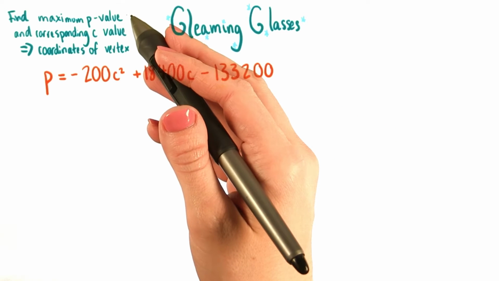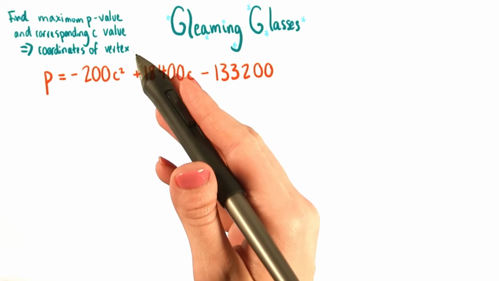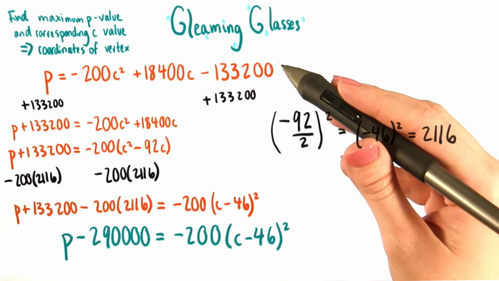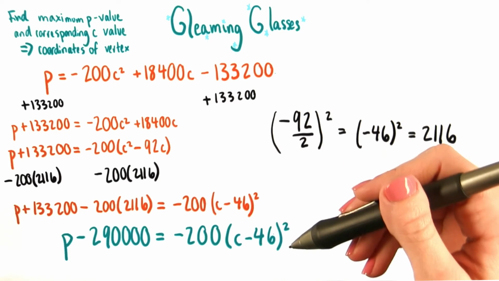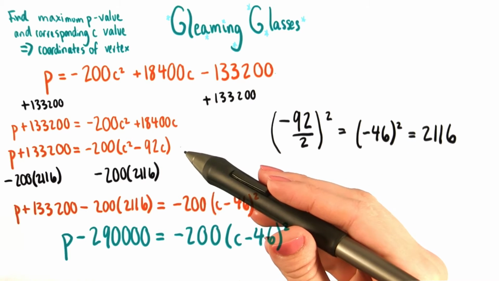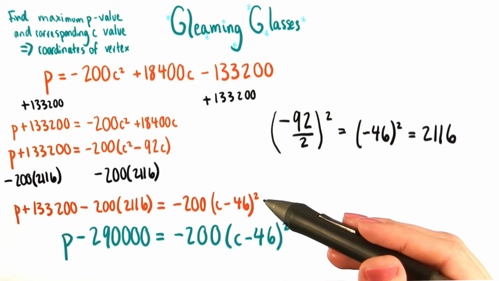This C value and P value that we're looking for are just the coordinates of our vertex. Let's get this in vertex form then. So we just need to go through our typical process of completing the square to get this equation in vertex form. Note that I've actually skipped one step that I included in the past.